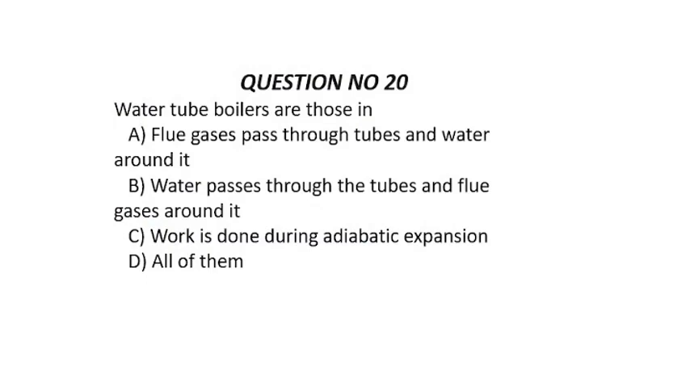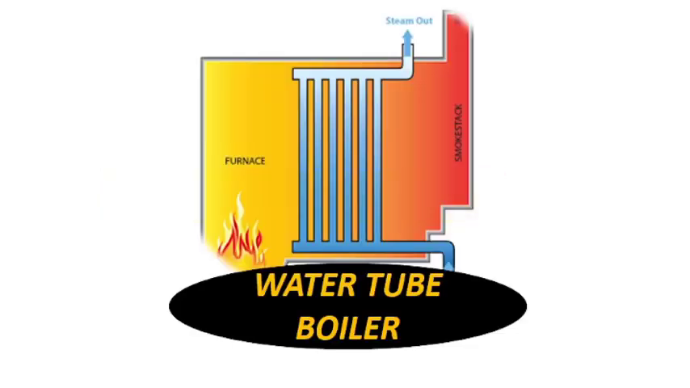Question number 20. Water tube boilers are generally those in which water passes through the tubes and flue gases around it. So the correct option is option B. This is the water tube boiler in which the water is in the tubes and the flue gases surround it.